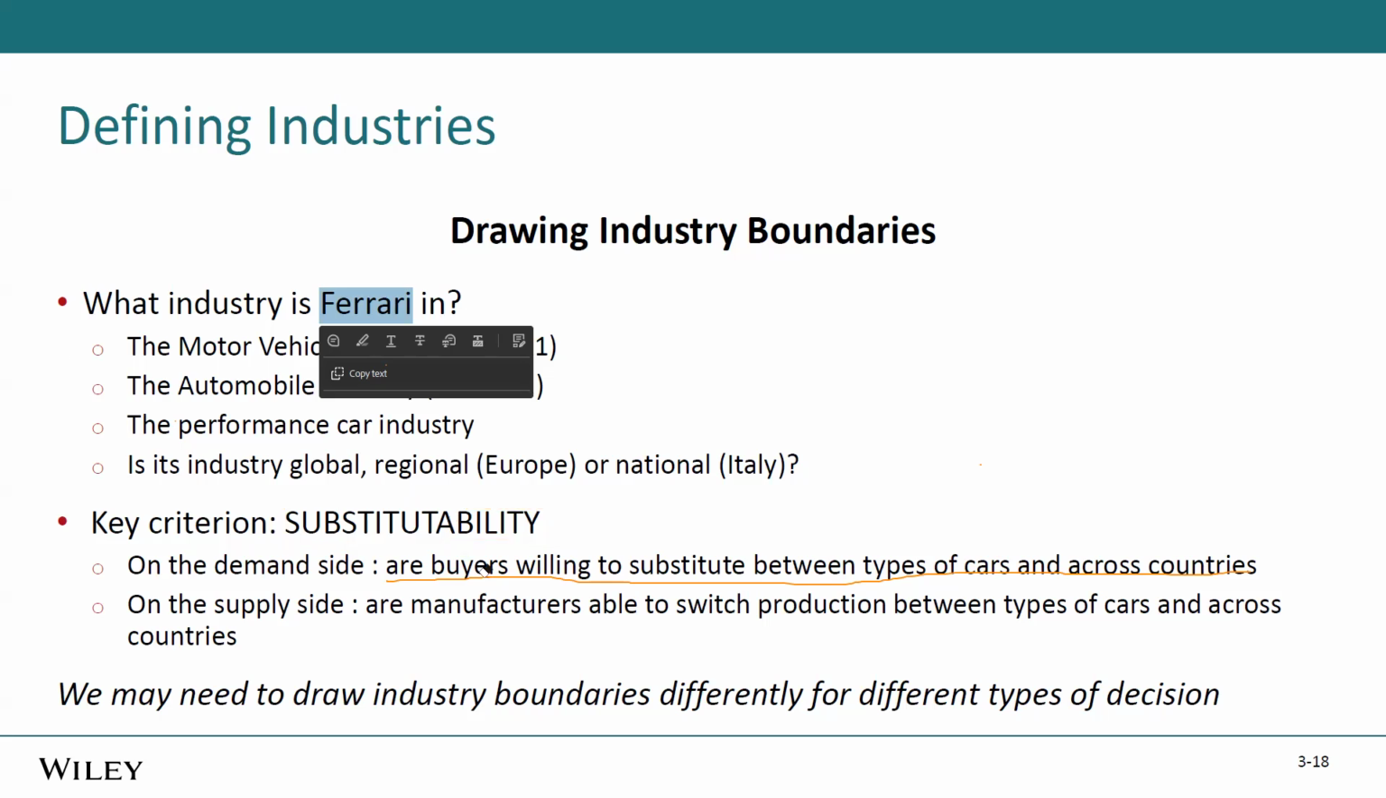Substitutability on the supply side refers to how easily we can switch to making something different. If we're in the defense industry, are there other potential competitors who could quite easily switch from making airplanes to making missiles? Maybe we need to group aerospace and defense into one industry, or maybe we don't. Maybe we treat them as separate. But the key is who our competitors are and, on the supply side, who our potential competitors are. These decisions all inform how we define our industry.